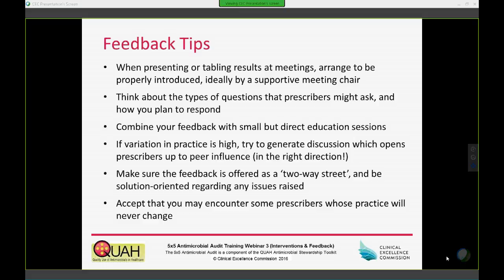And lastly, accept that you may encounter some prescribers whose practice is just simply never going to change, and you're going to have to just accept that, take it on the chin, and instead focus on the ones that you can change.